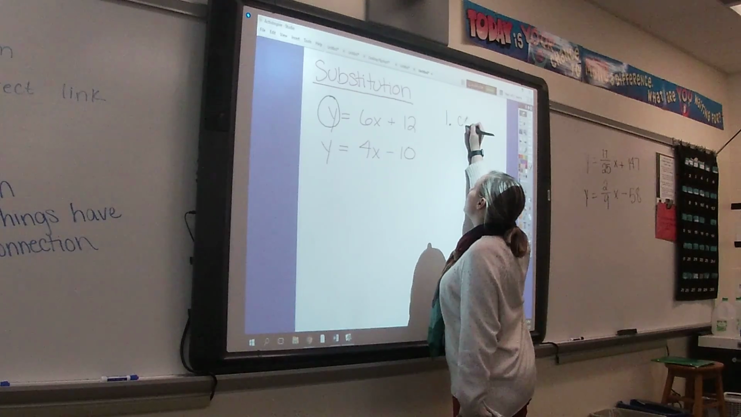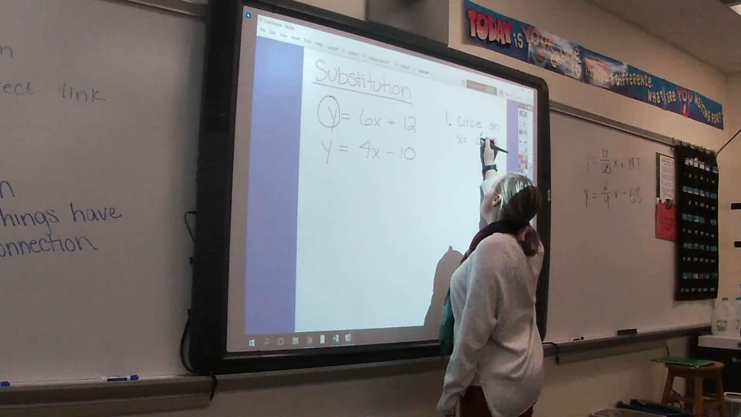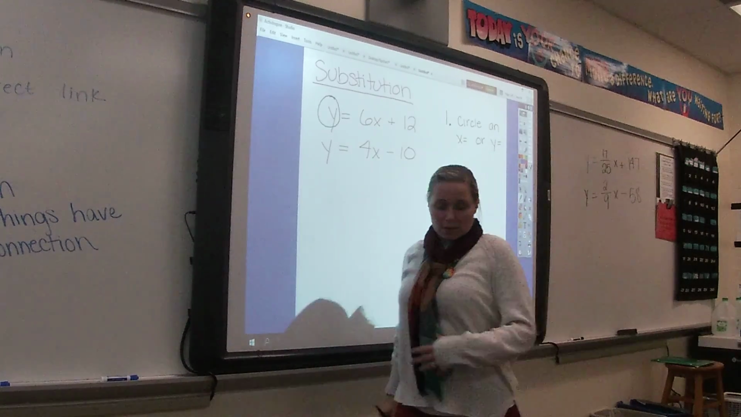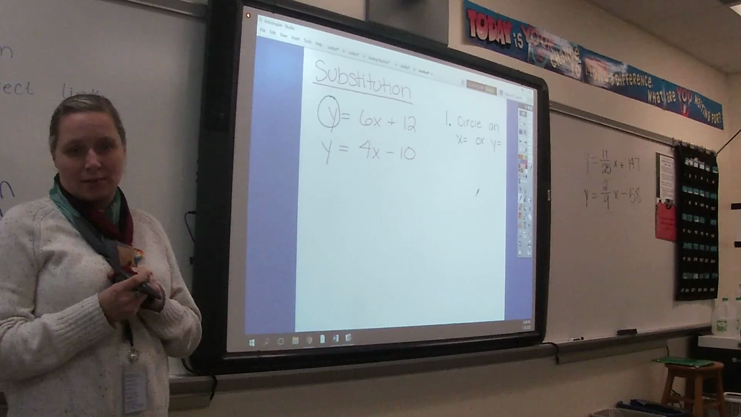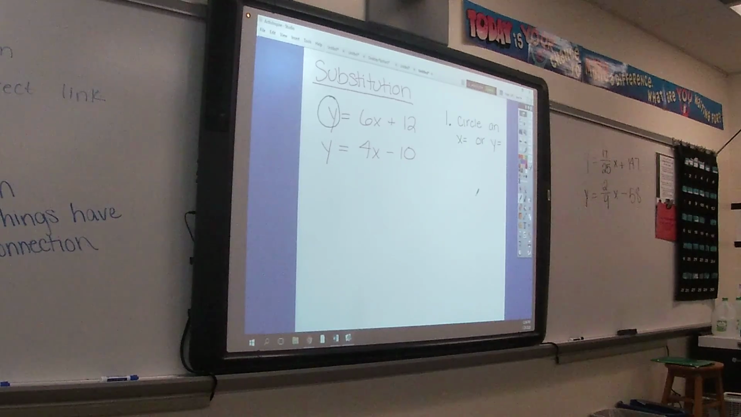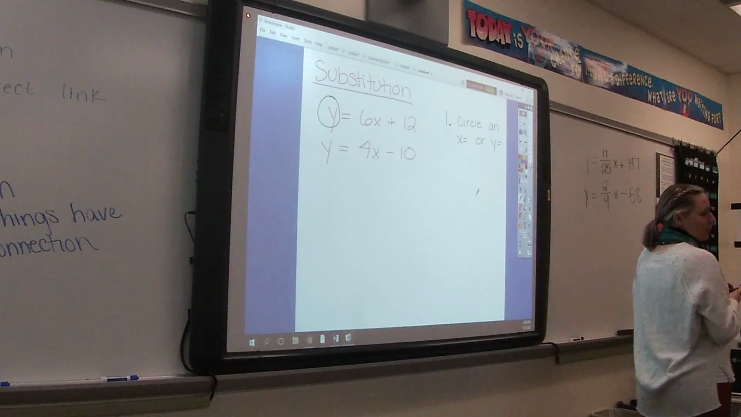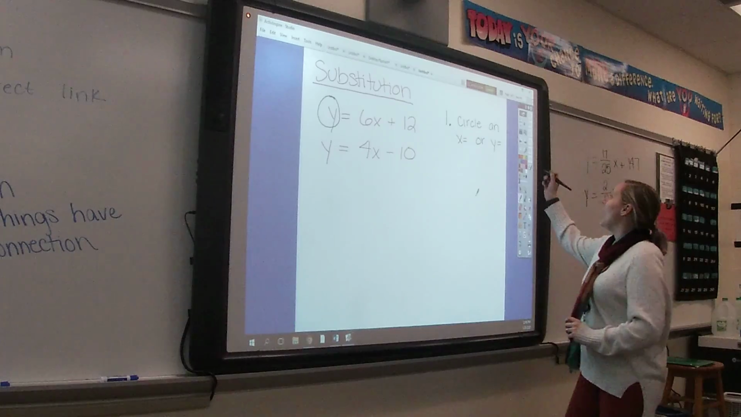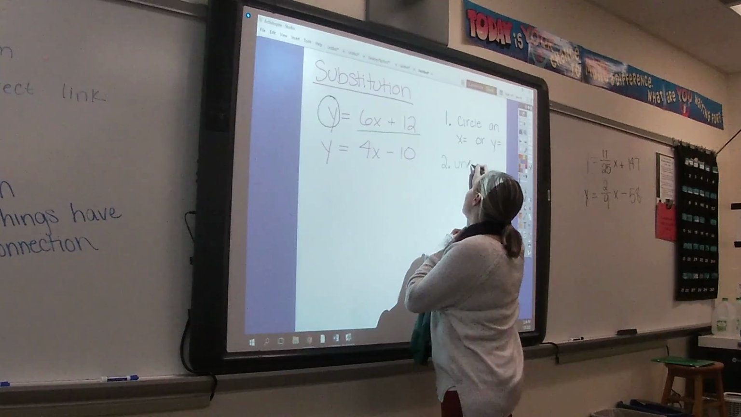So in our first step, we are going to circle an x equals or a y equals. Now, do you have to circle to actually be able to do substitution? No. I'm going to give you some visual cues because as the problems get bigger, you don't want to make mistakes or miss anything. Okay, then, what is y equal to in this situation? 6x plus 12. So in our second step, we are going to underline what it equals.